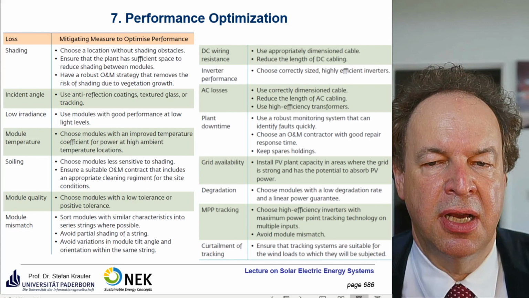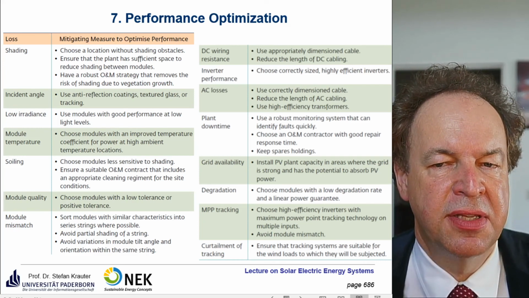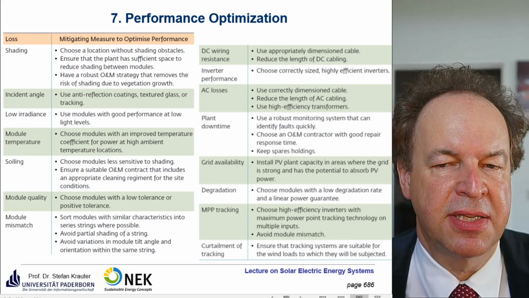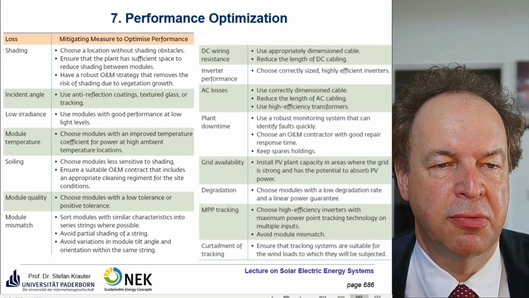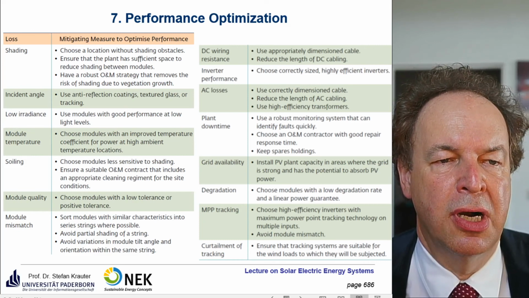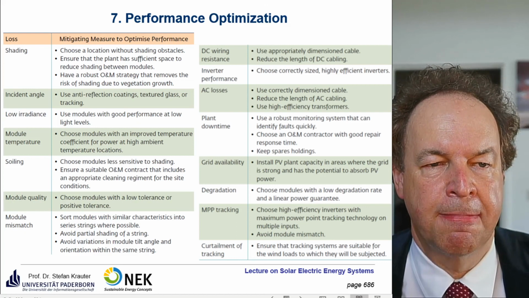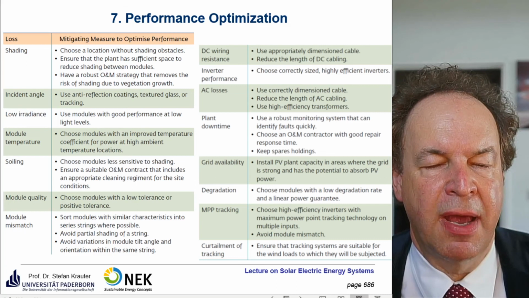That's usually if you have a high RP, the parallel resistor, this bypass resistor. So if it's really high or best non-existent, you have quite a good low irradiance performance. Module temperature. Choose a module with an improved temperature coefficient.